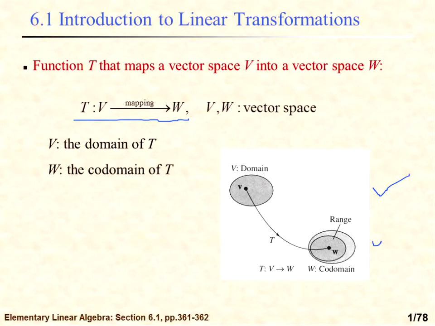A transformation is a function T that maps a vector space V into a vector space W, and it is denoted by T: V to W, where V and W are vector spaces. So V is the domain and W is the codomain. This is the concept of the linear transformation. One is the domain and another is the codomain, and we have to transform the elements from V to W, and where the elements are going is called the range. This is the range, and this whole part is the codomain. So this is called the transformation.